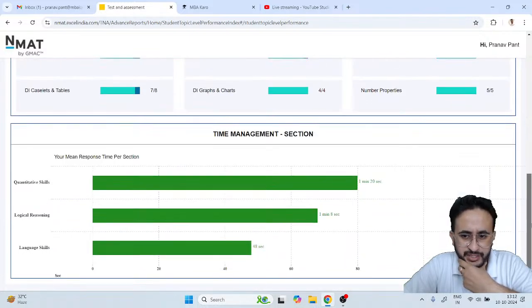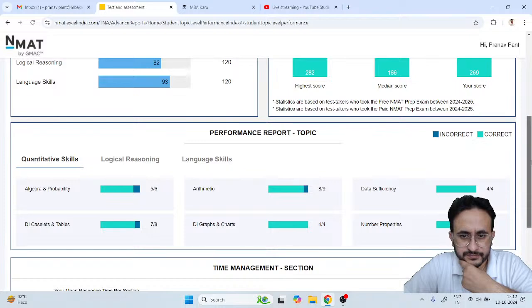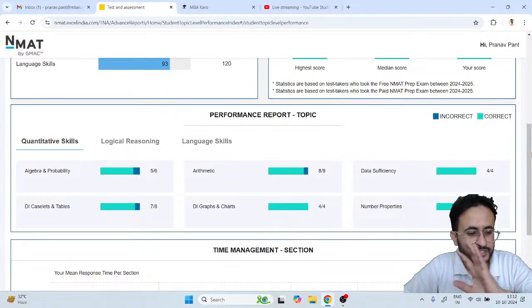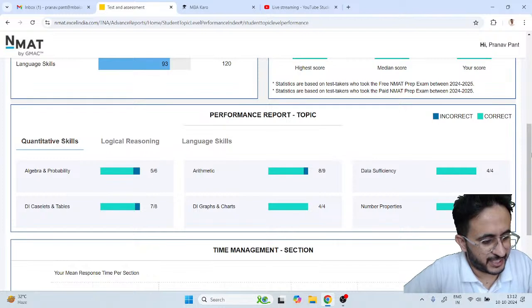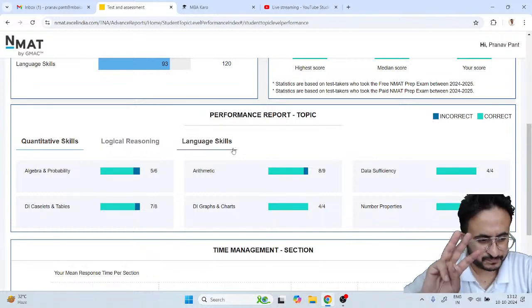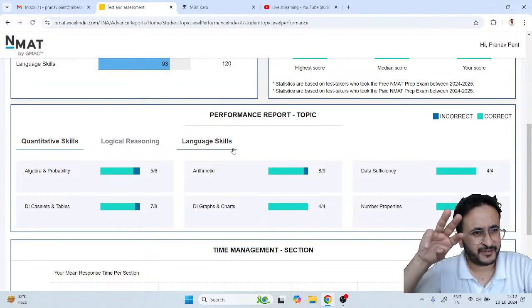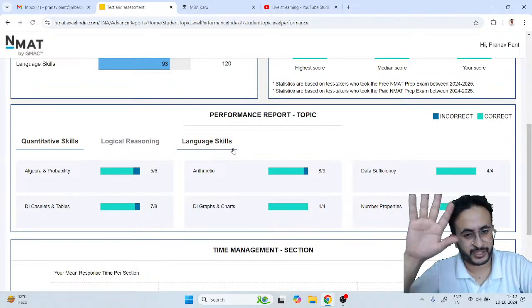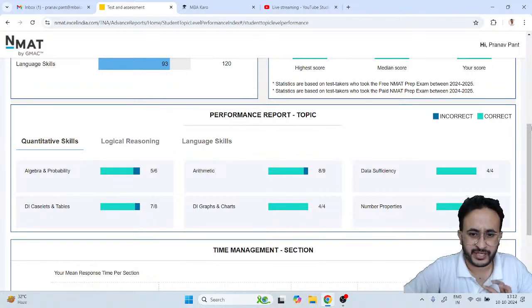So in quant I got 1, 2, 3 incorrect. So see, the scores are not in the linear manner. ठीक है? 30 I got 33 correct, but 3 incorrect है, but the score is 94. Imagine 120 में से 94, 3 marks, 3 question के 26 marks deduct हो गए. So no one knows what is the scoring algorithm.